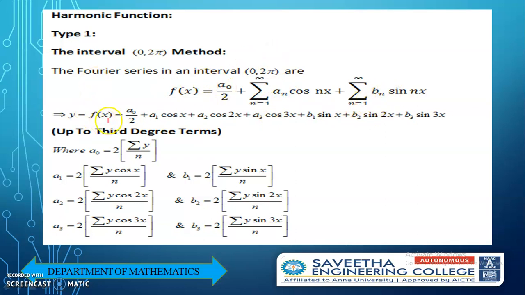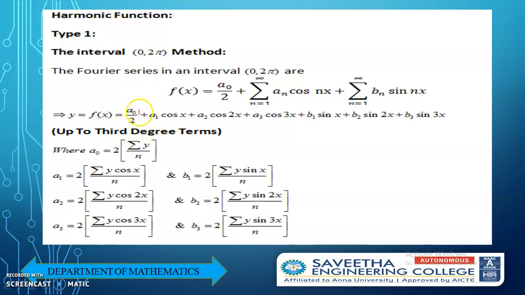So f of x equals a naught by 2 plus, putting n equal to 1, a1 cos x, n equal to 2, a2 cos 2x, n equal to 3, a3 cos 3x, and so on. Then for n equal to 1, b1 sin x, b2 sin 2x, b3 sin 3x. This is the formula for the Fourier series in the interval 0 to 2 pi based on the harmonic function.